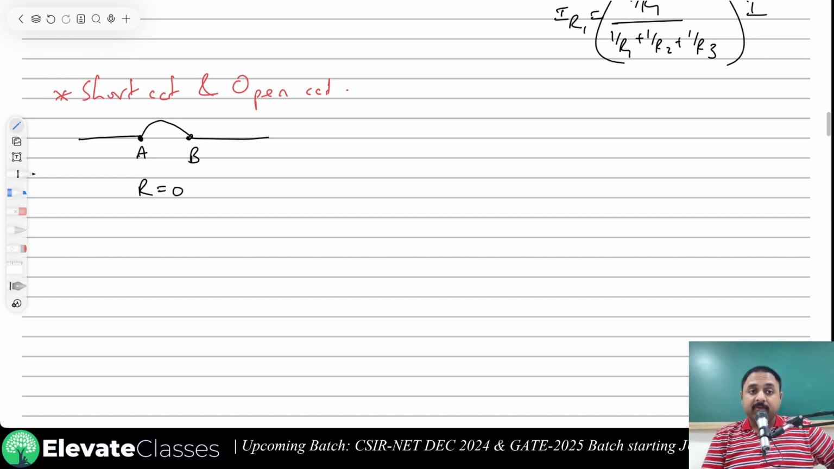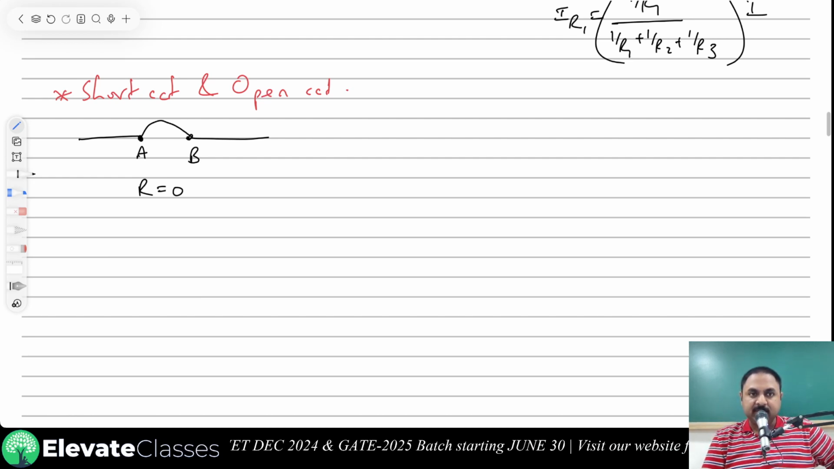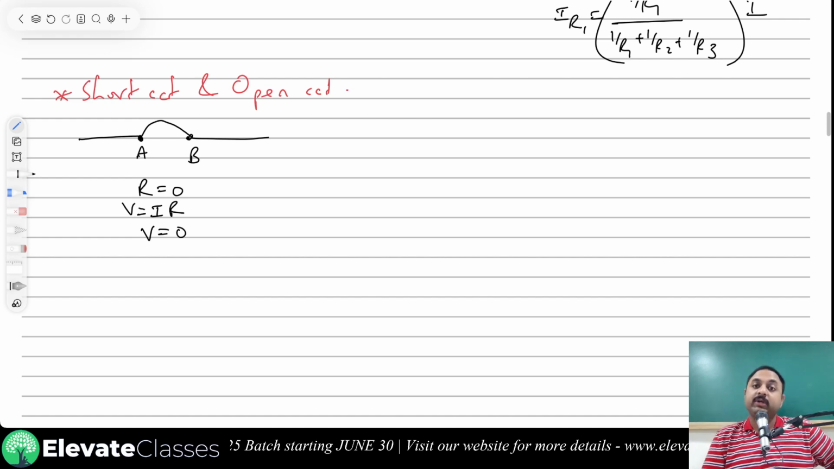This is important, okay? If 2 points are short circuited, or shorted together, that means the resistance is zero. Now, if the resistance is zero, can you tell me what the voltage is? By Ohm's law, V is equal to IR. That means the voltage is also equal to zero.